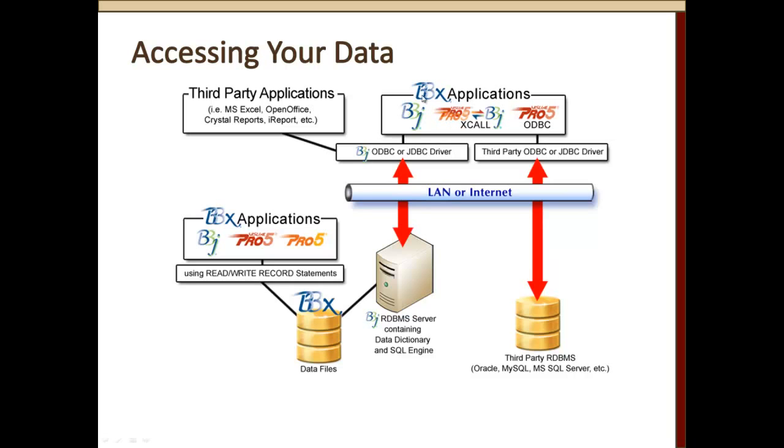And of course we also have the situation where our BBx applications can access our Basis data through JDBC and ODBC from BBj, or from Visual Pro5 using ODBC we could access third-party data: Oracle, MySQL, Microsoft SQL Server, etc. But we can also access all of that from JDBC by utilizing BBj's XCall functionality from within Visual Pro5 or Pro5. So we have a plethora of access opportunities, and we'll also talk about some of the performance ramifications during today's session.